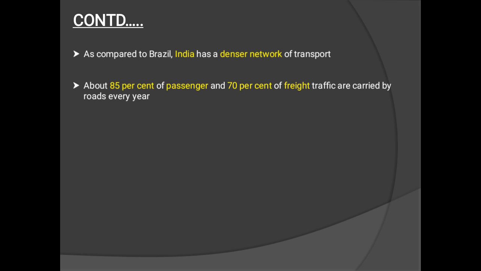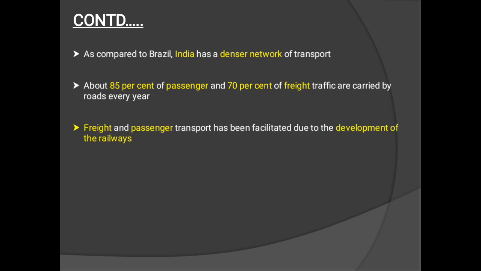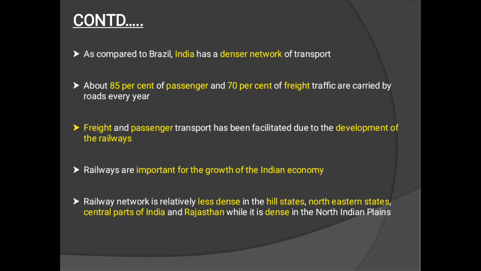About 85% of passenger and 70% of freight traffic are carried by roads every year. By freight, you mean cargoes. Freight and passenger transport has been facilitated due to the development of the railways. Railways are important for the growth of the Indian economy. Railway network is relatively length-dense in the hill states, northeastern states, central parts of India and Rajasthan, while it is dense in the North Indian plains.